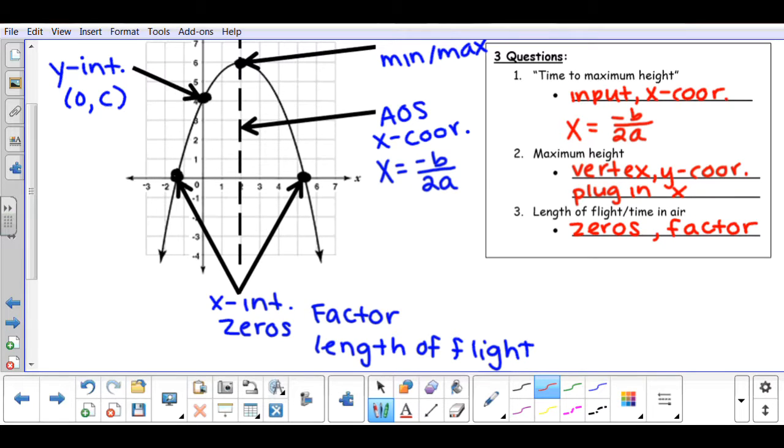So when we go through the word problems, you want to think about these 3 different questions that they could be asking you, so then you know what math you need to do in order to solve the problem. So let's look at an example.